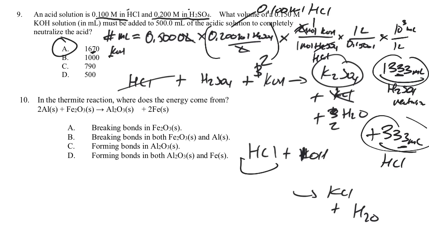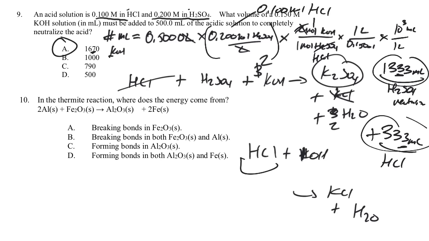In the thermite reaction, where does the energy come from? Our choices are breaking bonds in the reactants, breaking bonds in both of the reactants, forming bonds in the products, or in one of the products, forming bonds in both of the products. I've always hated this question because the energy comes from the difference of the energy it takes to break the bonds in the reactants versus those you get back in the products.